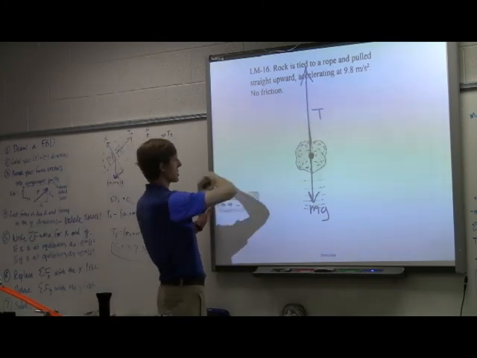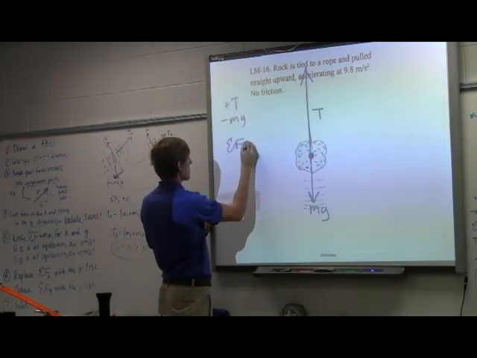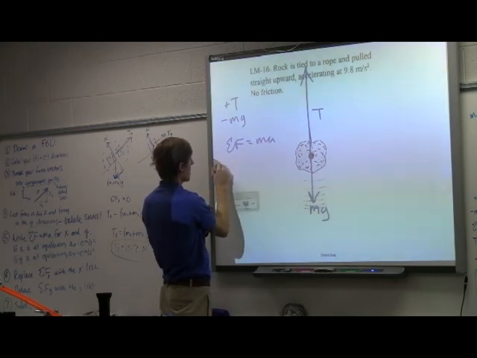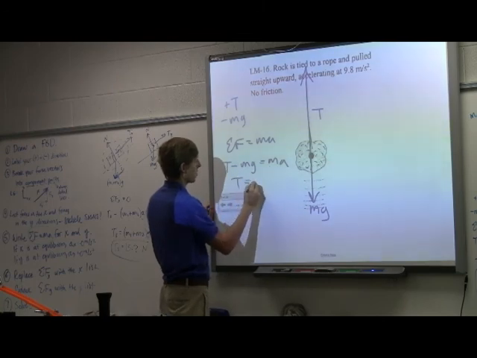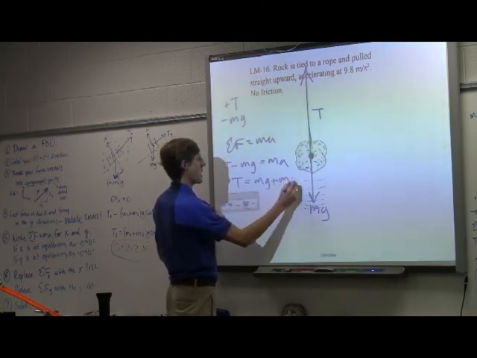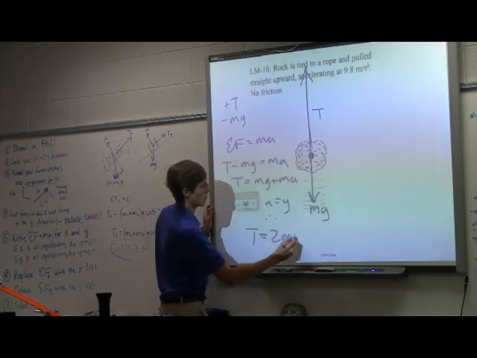Okay, let's list my forces in the y direction. I've got positive T, negative mg. Sum of forces equals ma. My 2 forces are T minus mg equals ma. T is equal to mg plus ma. A is equal to g, therefore T is equal to 2mg.